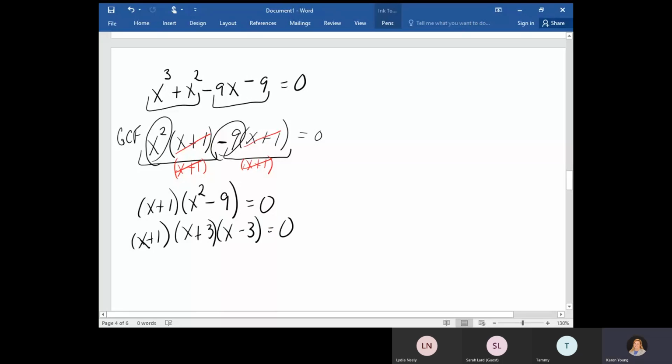Just the x squared on the x. Right. So it's x for the x squared and 3 for the 9. And then we're going to set each one of these terms equal to 0.